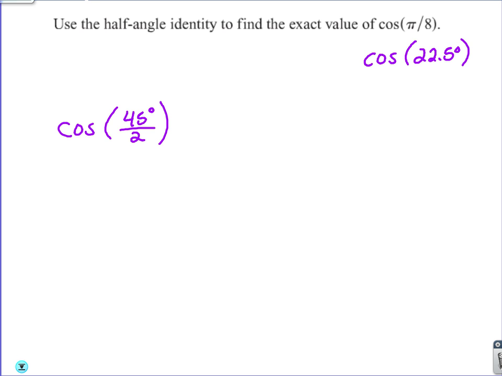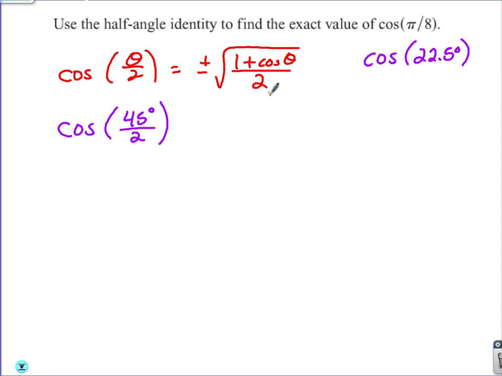The actual formula says the cosine of theta divided by 2 is equal to, and in the place of theta, we see what we got. The cosine of theta divided by 2 equals plus or minus the square root of 1 plus the cosine of theta, over 2. Your sine and the cosine formulas are identical except for the plus and minus. So again, we come down here and everywhere we have a theta, we put a 45. So plus or minus, let's go ahead and take care of that.